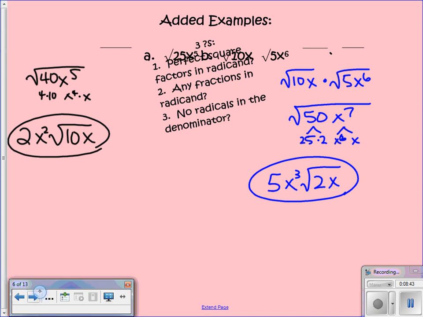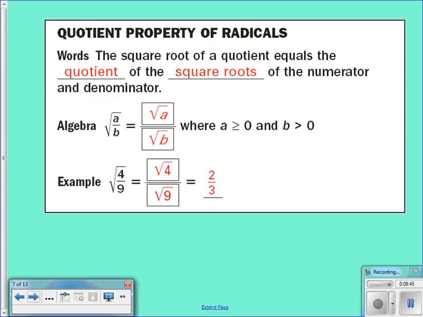Here is law number 2. Law number 2 says there can be no fraction inside the radical, so here's what you do. Split the radical up. Split the radical into the square root of the top number, square root of the bottom number, and then we solve it. The square root of 4 is 2, square root of 9 is 3.